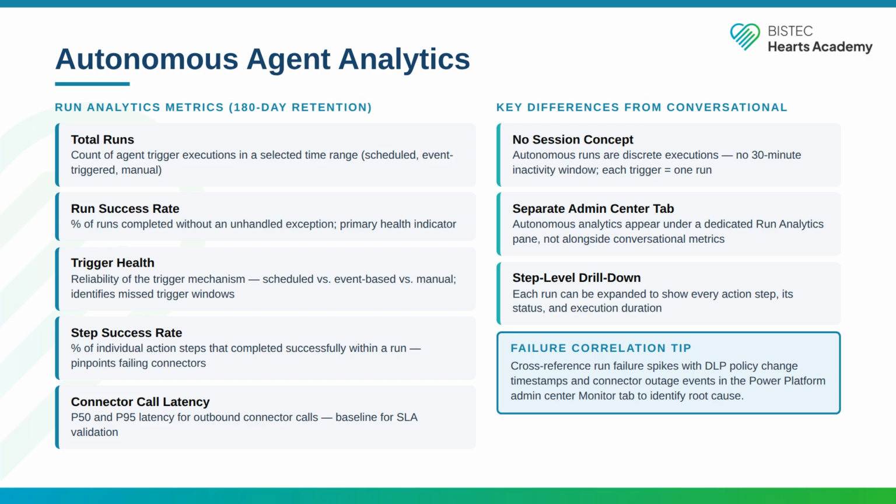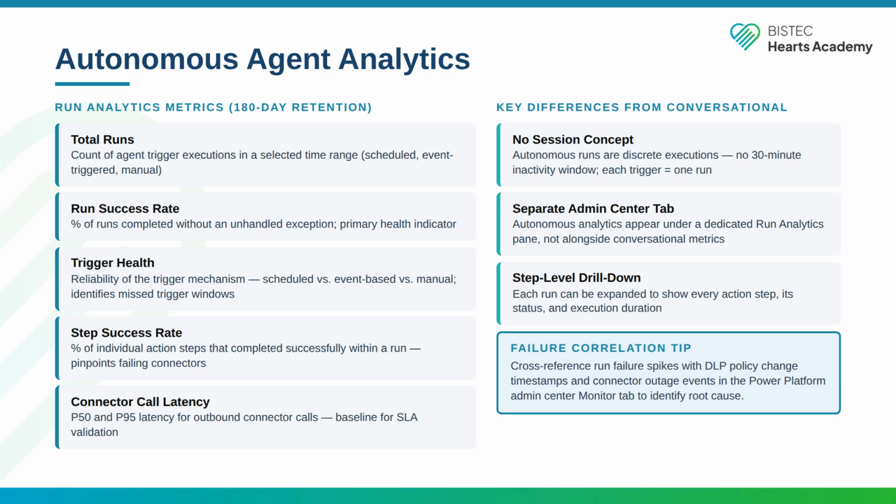Trigger health measures the reliability of the trigger mechanism itself, scheduled versus event-based versus manual. A trigger that misses its scheduled window does not generate a failed run record because no run was attempted. Trigger health exposes these missed windows. A trigger reliability problem that is not caught early can result in data gaps or missed SLA windows that are difficult to reconstruct after the fact.